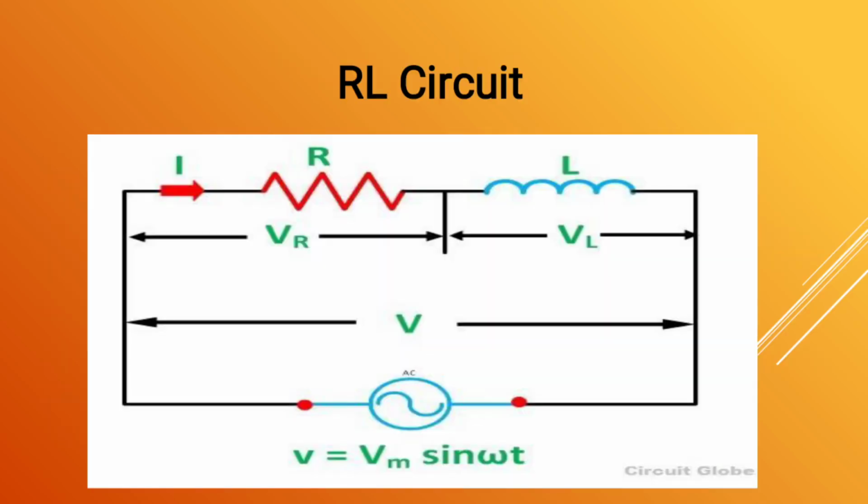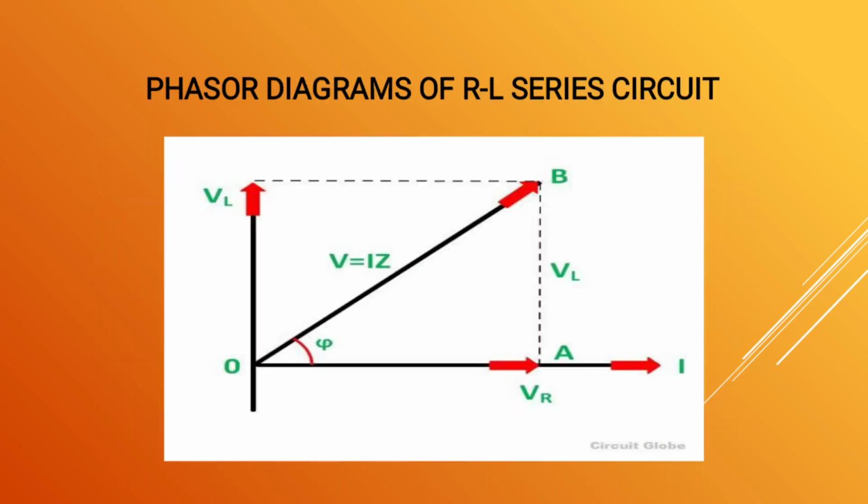So IR and IL will be the current flowing in the resistor and inductor respectively, but the amount of current flowing through both the elements will be the same as they are connected in series with each other, where VR is the voltage across the resistor R, VL is the voltage across the inductor L, and V is the total voltage of the circuit. That is the illustration of the phasor diagram of the RL series circuit.